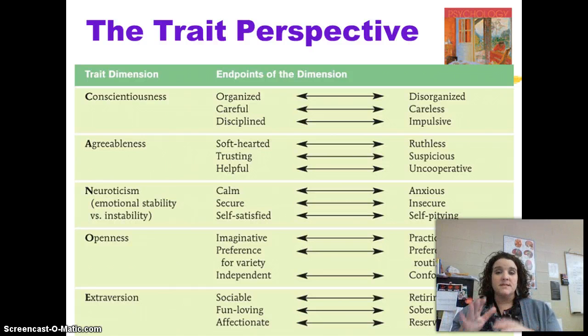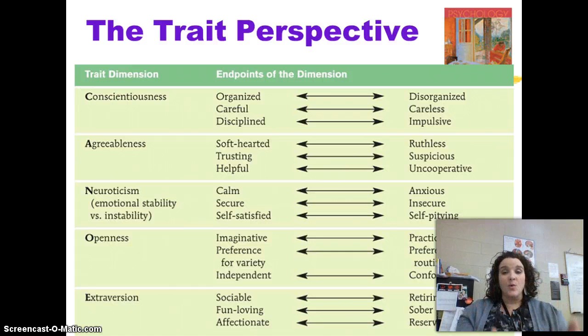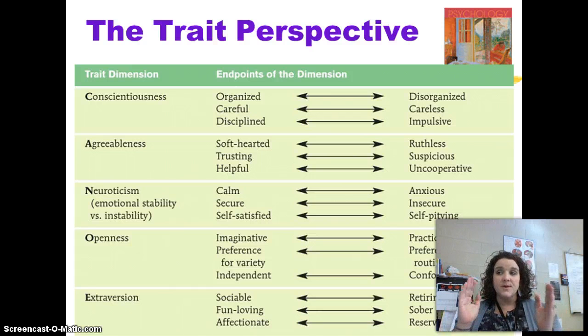So the trait perspective, this is the Big Five. And again, you can remember it by the acronym CANOE, or sometimes people remember it as OCEAN, because they don't have to necessarily be in that order, but you do need to know what the trait dimensions are, and you need to have an idea of what some of those endpoints of the dimension are, because again, it is a spectrum, and so it gives you more of a wide range. So make sure you check these out.